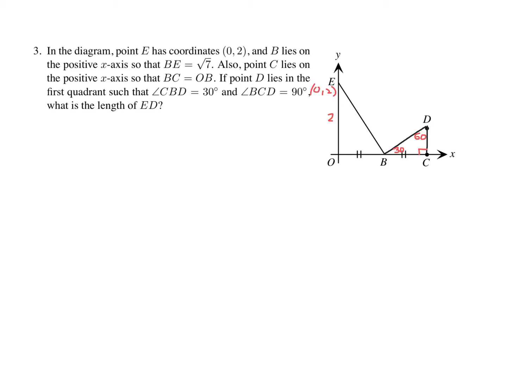Okay, what else can I label? They've already labeled for us that those two are equal. That's what those symbols mean. And BE is root 7. Okay, so this hypotenuse, because this is a right angle, right? Because obviously that's the x and y axis meeting. Okay, I think that's good enough for now. What else? Anything else that I can label? I don't think so. Okay, so here we go.